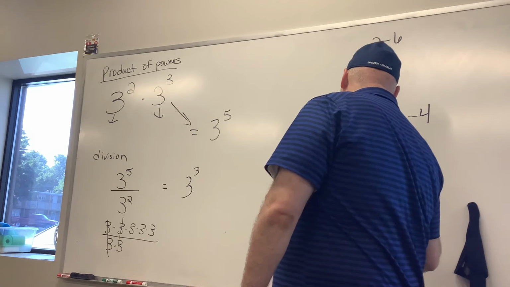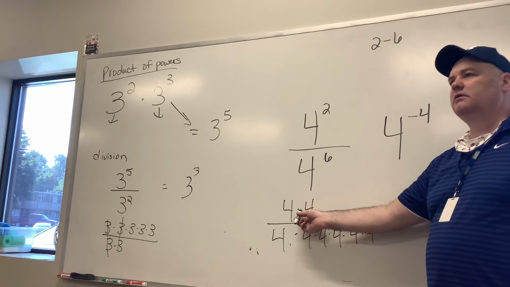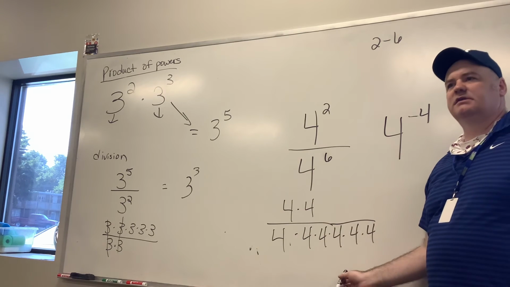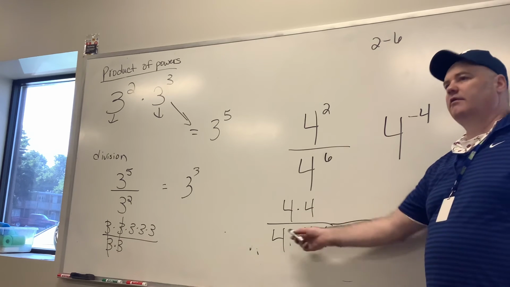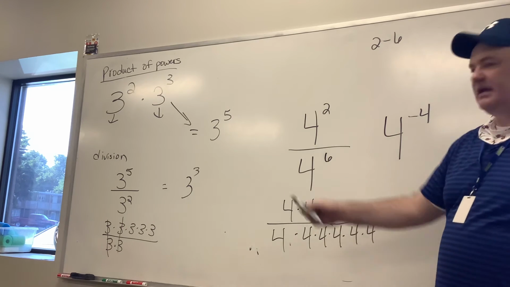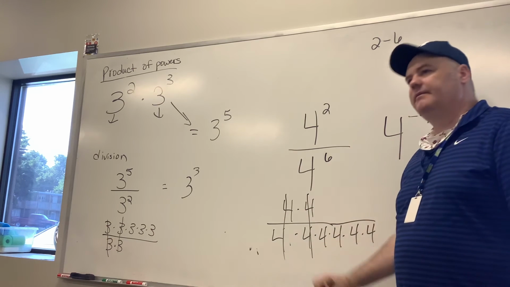I think I need one more. 1, 2, 3, 4, 5, 6. 4 squared over 4 to the 6. Everybody see where I got that? 4 squared over 4 to the 6. Well, let's do our same thing. These cancel out.